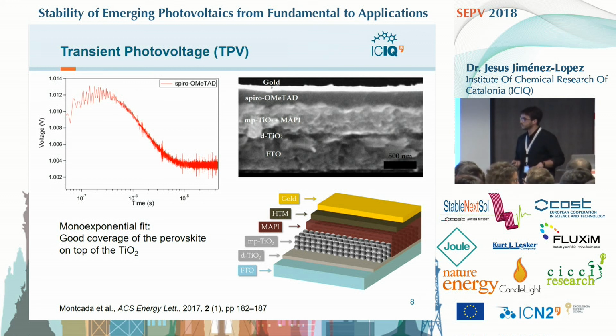After that, we move into our transient techniques. First of all, we measure our transient photovoltage, obtaining a monoexponential fit for all the devices. What does monoexponential mean? That we are only studying one kind of process on this time scale. This correlates with a good coverage of the perovskite, so a good quality of the film, as can be seen in the SEM images. This is supported by our previous publication in ACS Energy Letters.